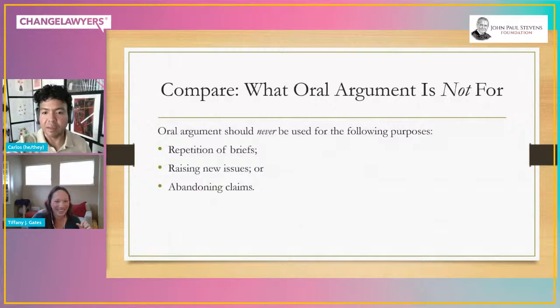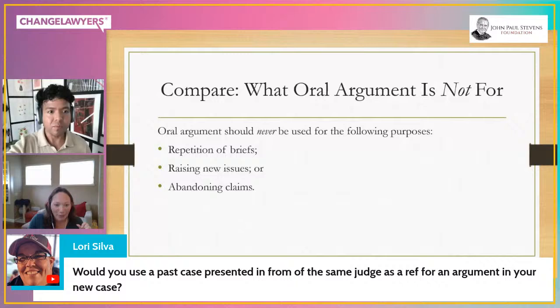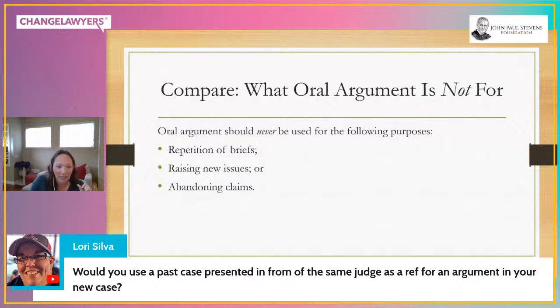Great, thank you. So the question is, would you use a past case presented from the same judge as a reference for an argument in your new case? So I just want to make sure I'm understanding the question correctly. If we're talking about a situation where I'm presenting an oral argument to a judge that has already issued a ruling in a different case that I either worked on or am familiar with, to the extent that is the question, I certainly do like to do that.